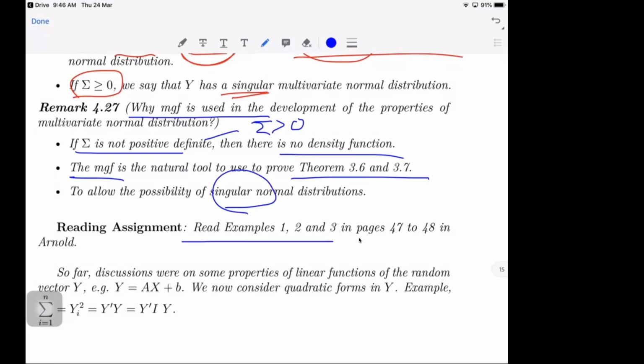So for your reading assignment, read examples 1, 2, and 3 in pages 47 to 48 in Arnold.